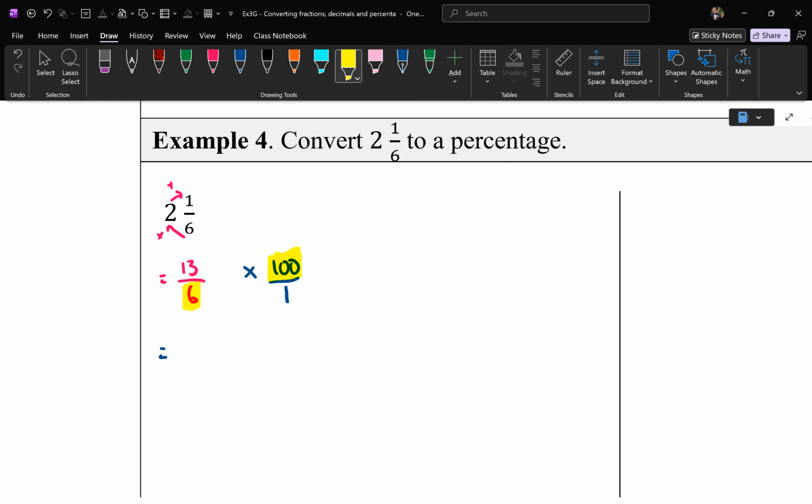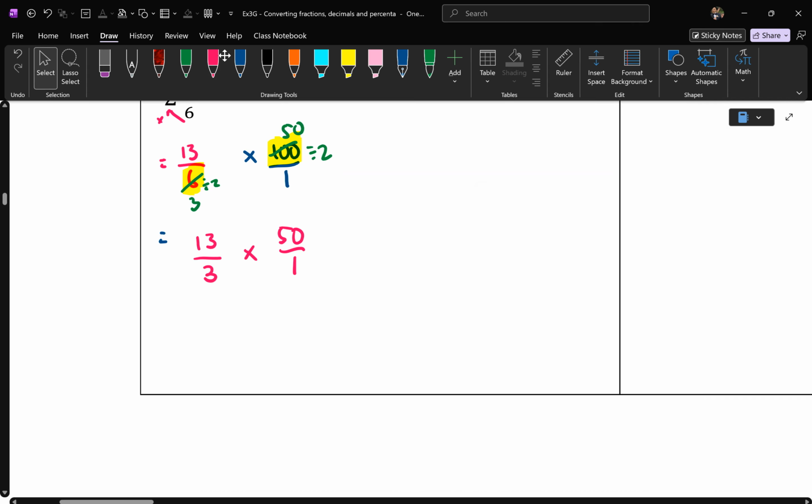6 and 100. They're both even numbers. If they're even, that means 2 definitely fits into both of them. How many 2's fit in 6 and how many 2's fit into 100? Good. So this becomes 3. This becomes 50. And you end up with 13 over 3 times 50 over 1. And unfortunately, there's nothing else you can simplify from here.